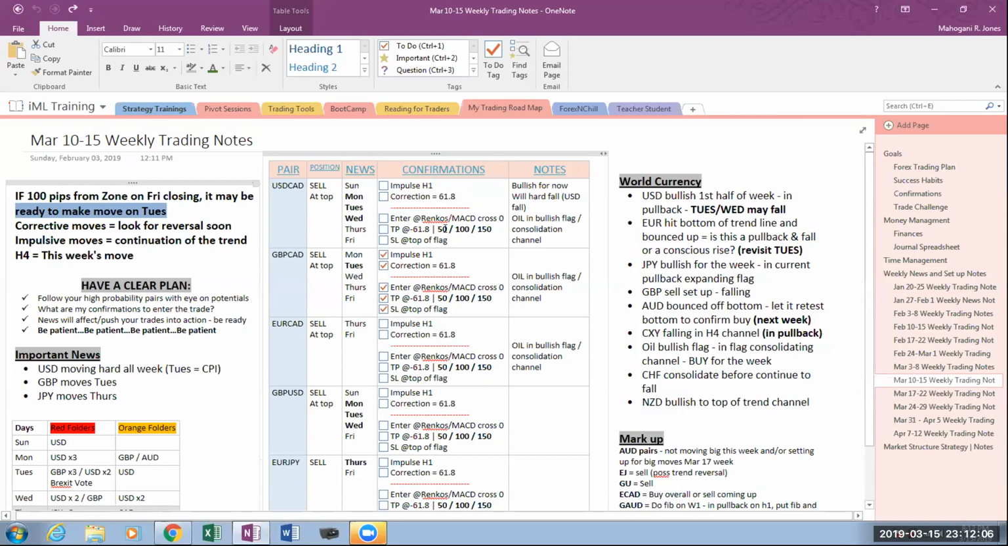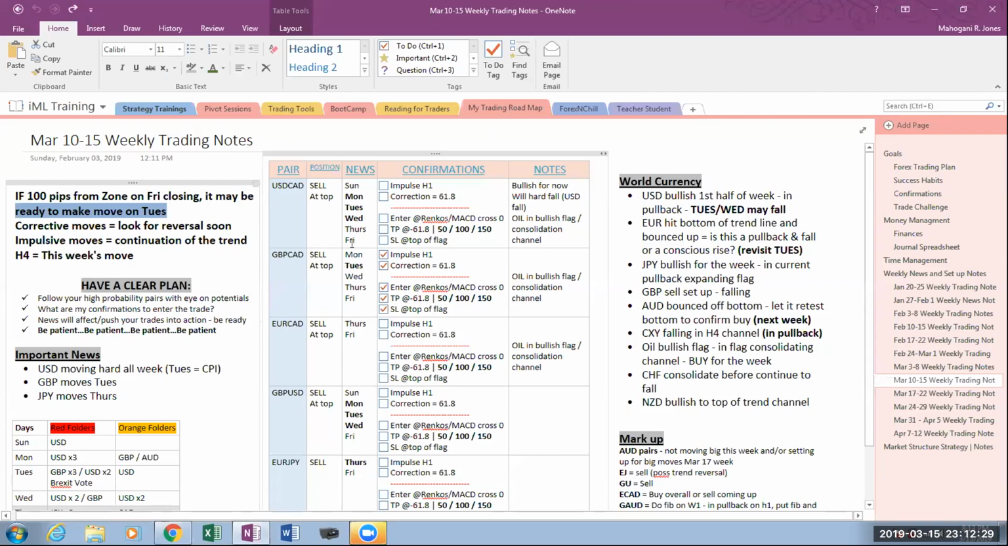I'm taking profit at 50, 100, 150. That means in one pair, I can get 300 pips because I'm stacking. And I have my stop loss. Every time I trade, I have to use these confirmations. When I do not use these confirmations, I lose. I have proven that to myself a few times.